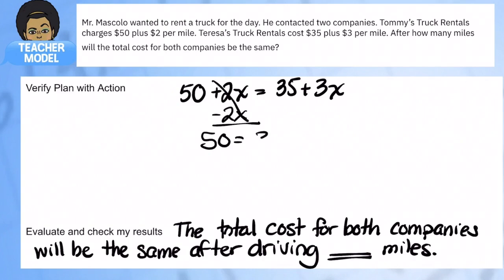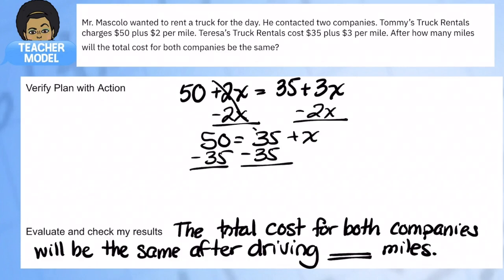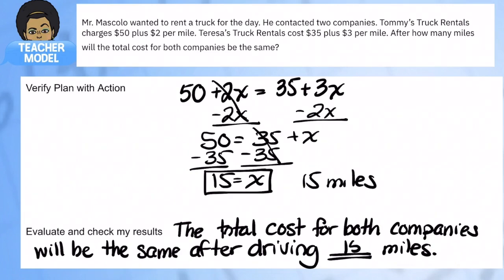So that means 50 is equal to 35 plus X. And I'm going to move my constants. And that gives me 15 is equal to X. So when X is exactly 15 miles. So that's what it has to be, exactly 15 miles. So it can't be 16 miles, can't be 14. When it's exactly 15 miles, both prices will be exactly the same.